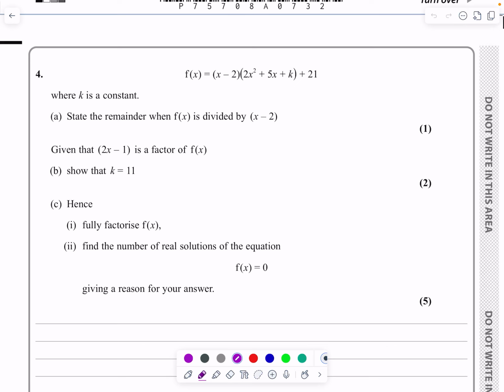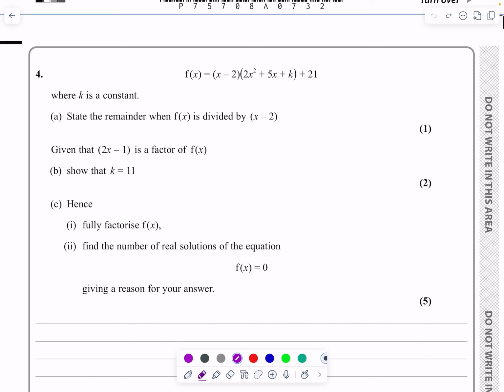Okay, this is the P2 paper from June 2024. It's question number 4, and this is an algebraic methods question. In particular, we're going to be looking at the remainder theorem, the factor theorem, and I think we're going to be doing some algebraic long division as well. Okay, let's have a look at part A.